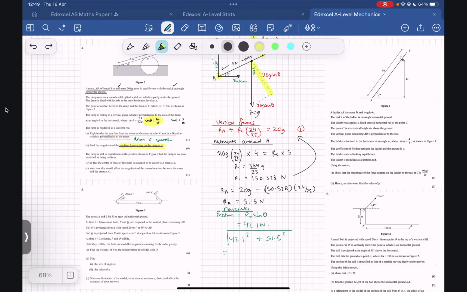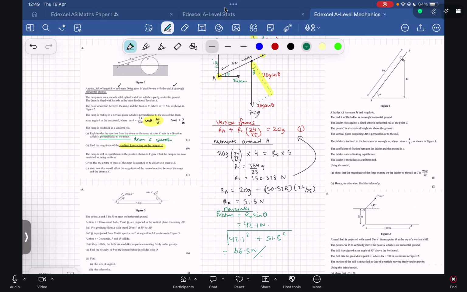Can you put this in the shared document? Yes, I can. Because it's an example that I'll look at.